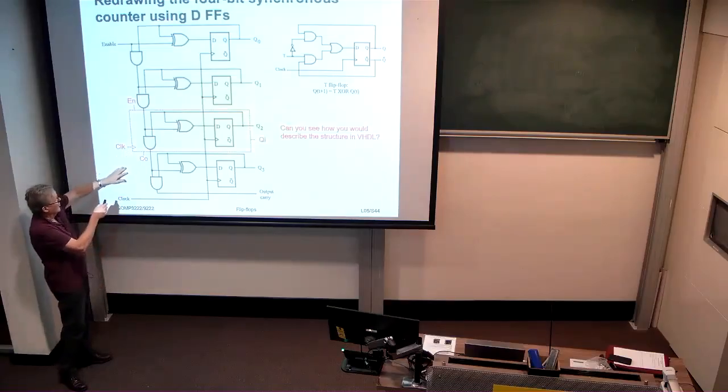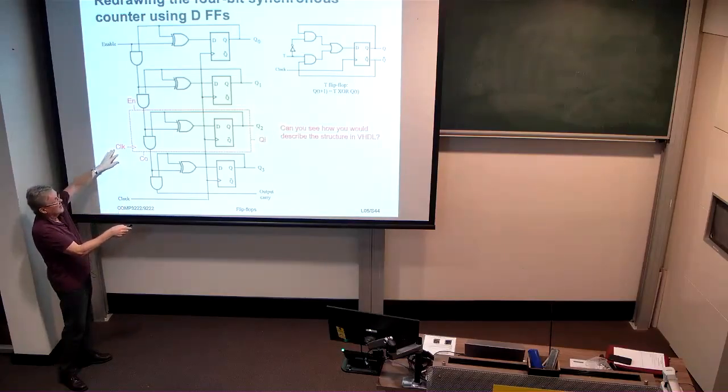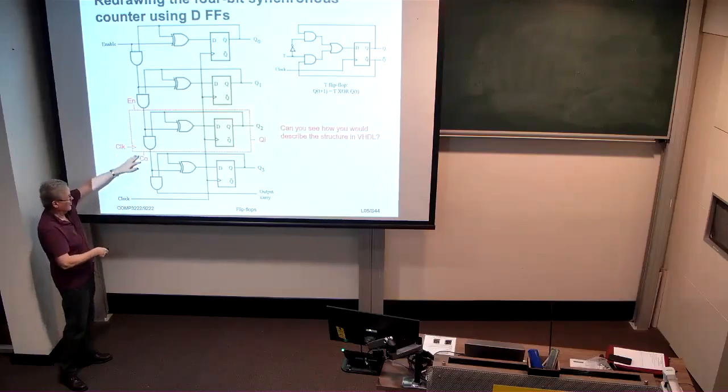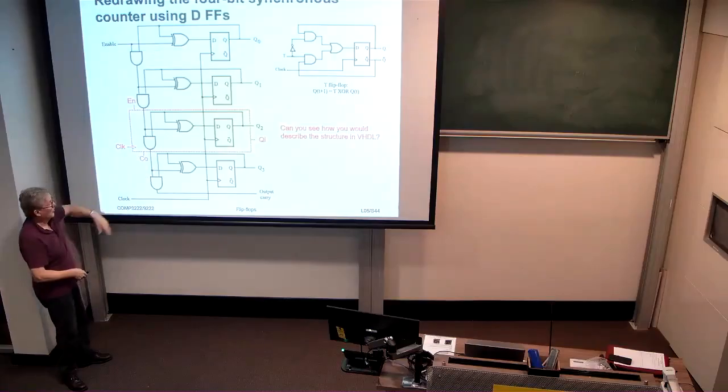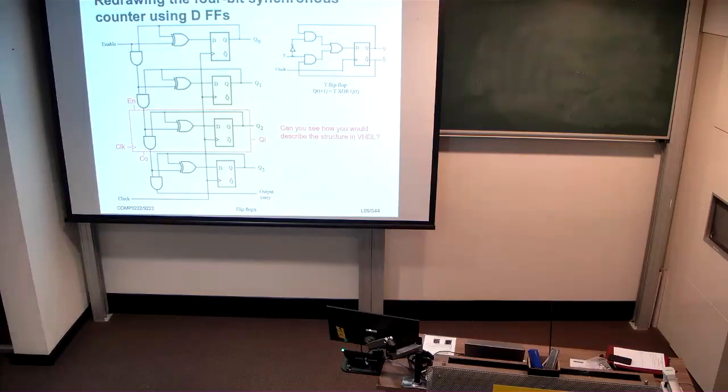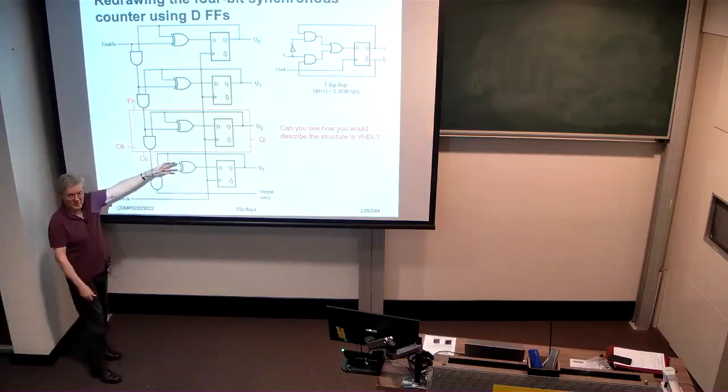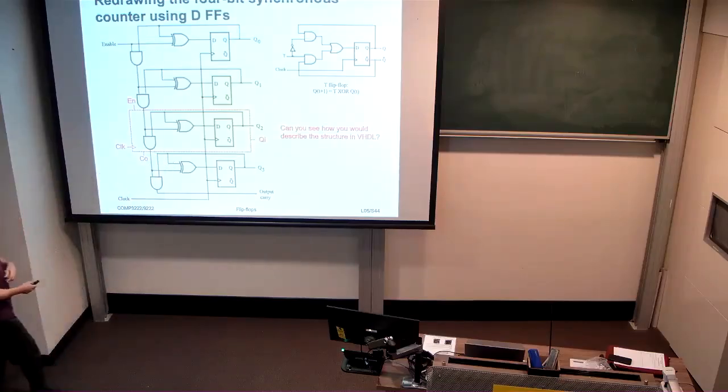It has an enable coming in from the AND gate. It has a clock coming in. It has the output for that stage, plus the carry to the next stage, which is really the enable being forwarded to the next stage. So all we really need to do is repeat that design for the number of bits that we have in our counter.